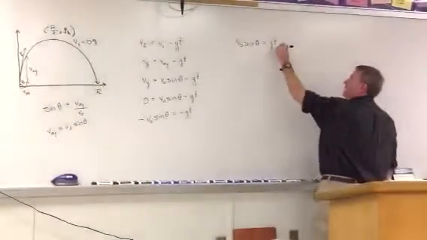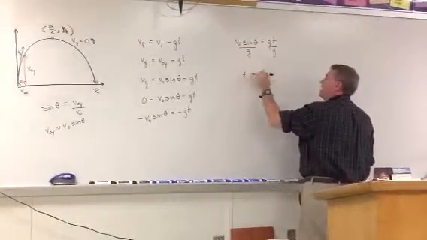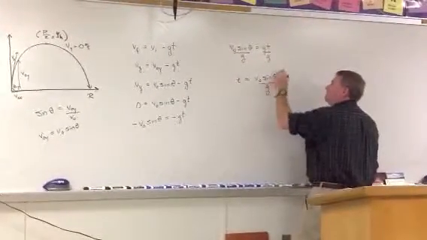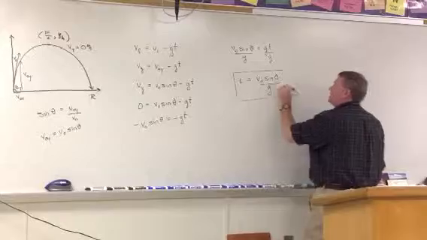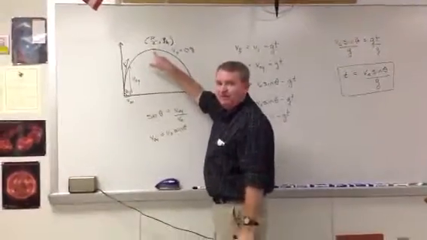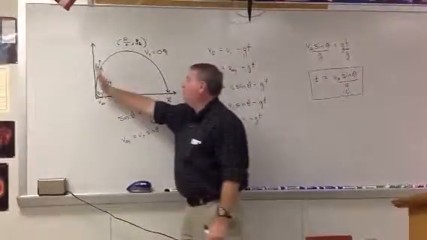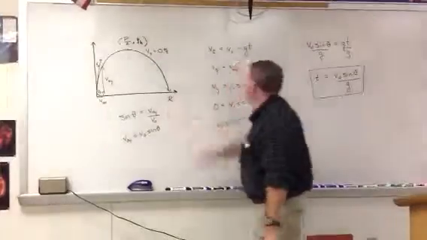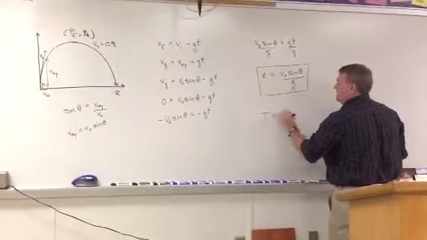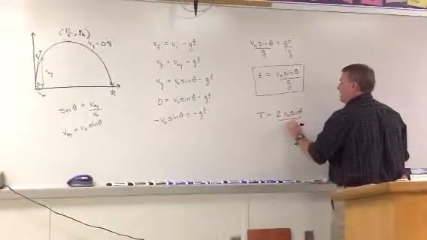Divide everything through by gravity, and you're left with time is equal to V naught sine theta divided by G. This is the final equation to solve for the time that it takes to reach the maximum point. If you wanted to get to this point, you would multiply that time by 2. So you would have the total time, capital T, is equal to 2 V naught sine theta divided by G.